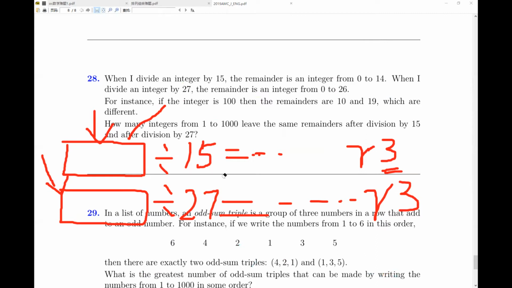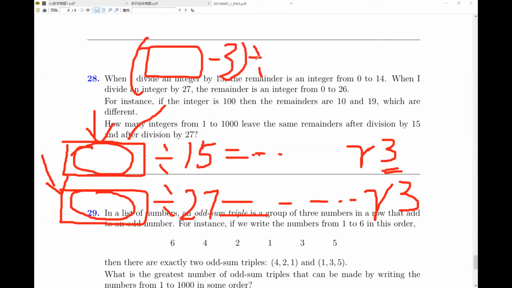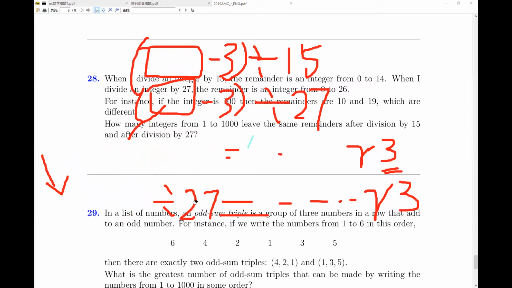Because the same number from here and from here, that's the same number. If it's divisible by 15 after minus 3, it's also divisible by 27. That's easy, because if there is a remainder, we can do nothing. Without remainder, it's easy for us. Now we only focus on the number minus 3, the result. Don't worry about the number.